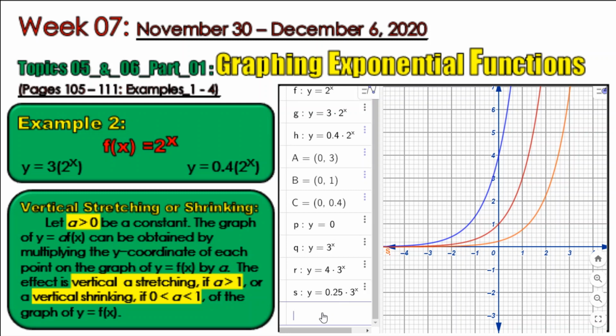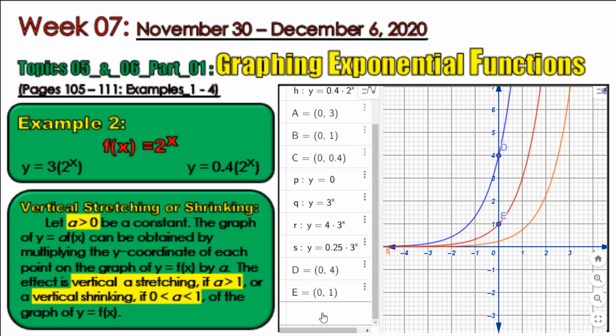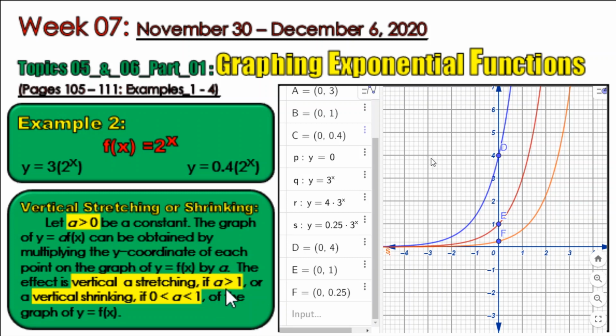So we can have 0.4, we can have 0.1, and we can have 0.25. So we have the y-intercepts 4, 1, and 0.25. So for example number 2, we were talking about vertical stretching if your a is greater than 1, and we have vertical shrinking if your a is between 0 and 1. So that's all for example number 2.